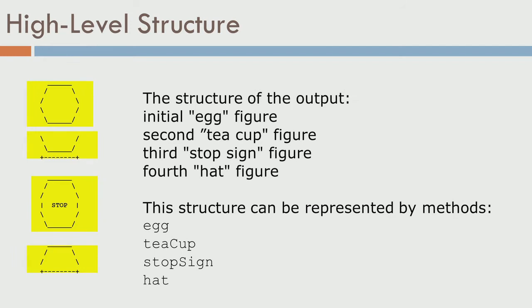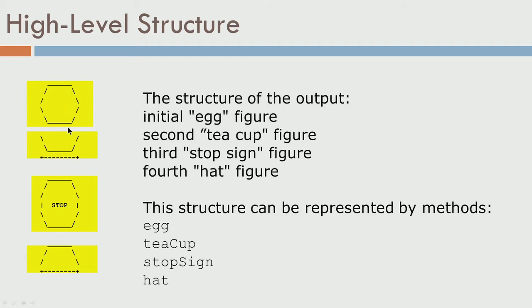There is some structure. The first figure we will call the egg, the second figure we will call the teacup, the third figure we will call the stop sign, and the fourth figure we will call a hat. Now I can think of this problem as draw an egg, draw a teacup, draw a stop sign, draw a hat. That is slightly better than draw some line and draw some other line and draw some other line and so on.